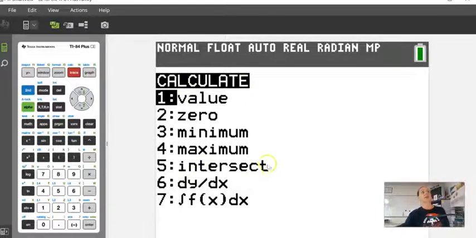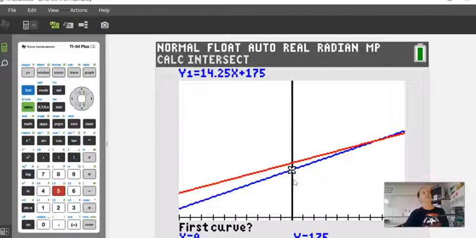We're going to intersect. So type in 5, or you can scroll down. You're asking the calculator to figure out where those two lines intersect. It should be blinking on one of the lines. It says, is this the first curve or the first line? Just hit enter to say, yeah, that's the first line where it's blinking.